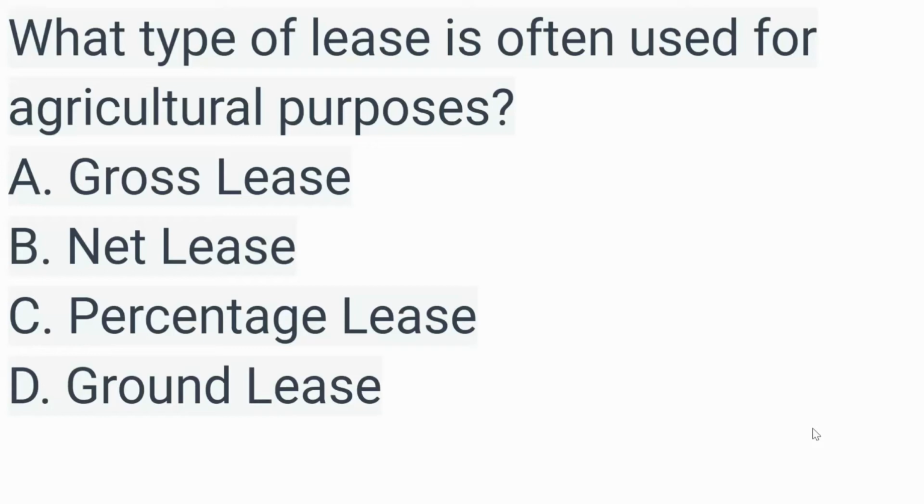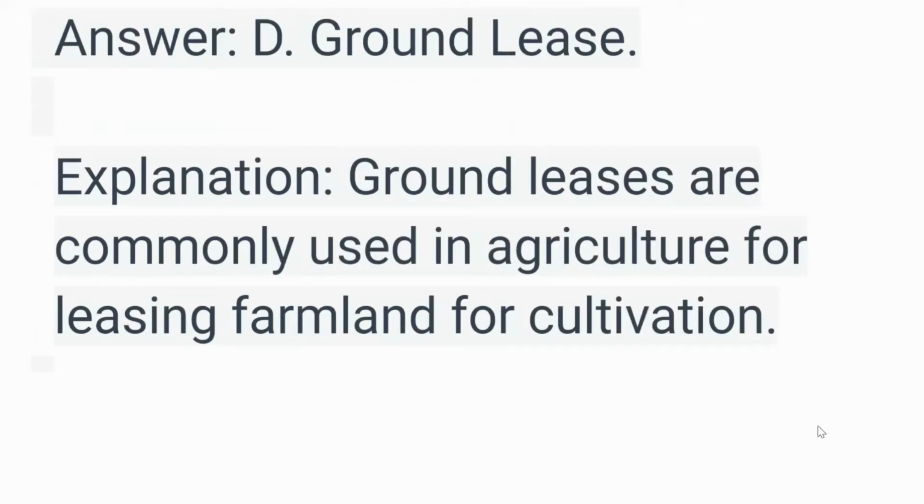What type of lease is often used for agricultural purposes? A, gross lease. B, net lease. C, percentage lease. D, ground lease. D, ground lease. Ground leases are commonly used in agriculture for leasing farmland for cultivation.